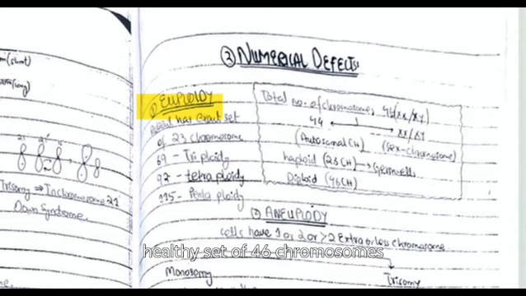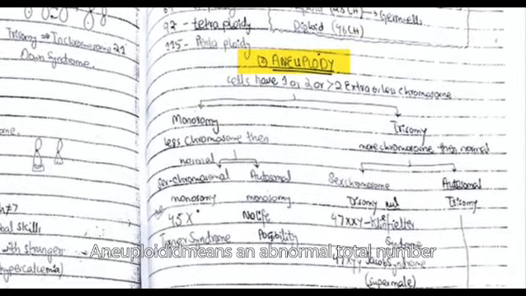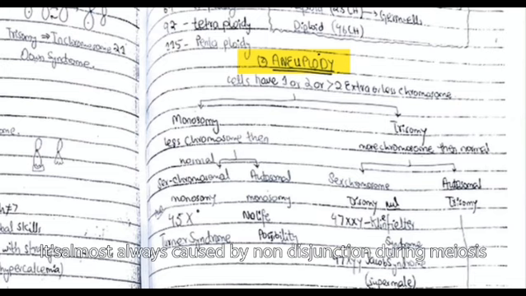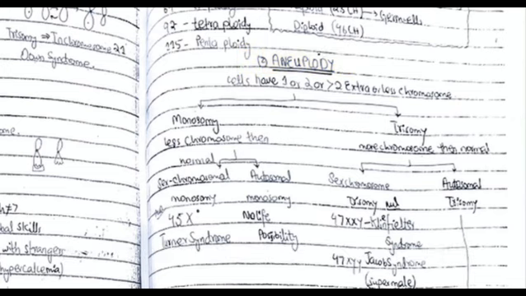Euploidy is an exact, healthy set of 46 chromosomes. Aneuploidy means an abnormal total number. It's almost always caused by non-disjunction during meiosis, leading to a missing chromosome, monosomy, or an extra one, trisomy.